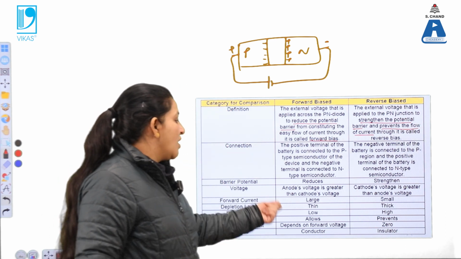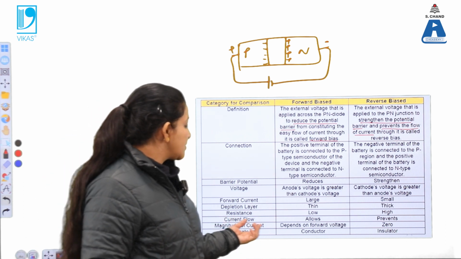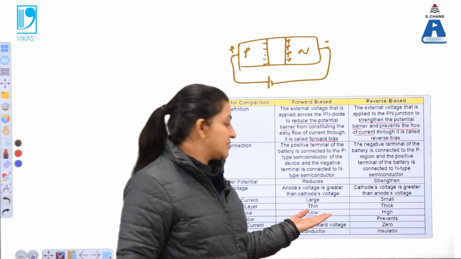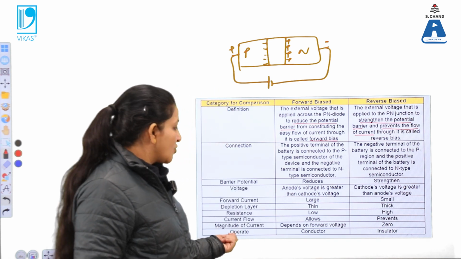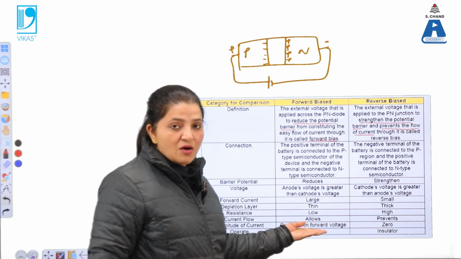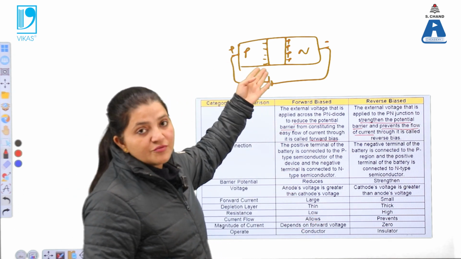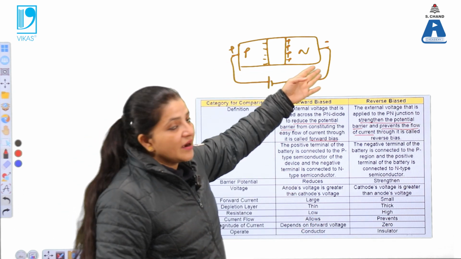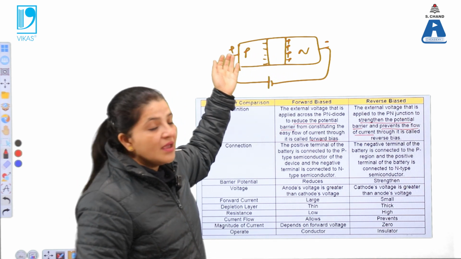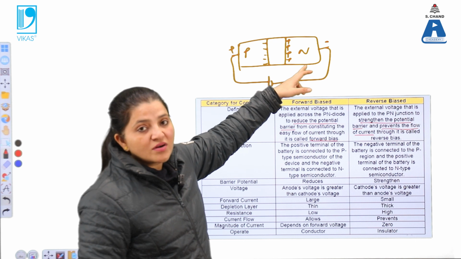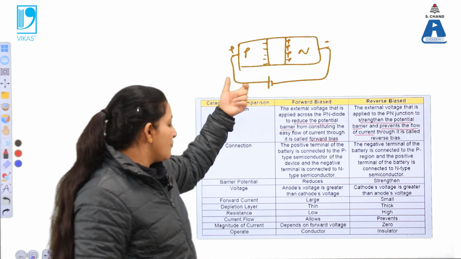The resistance: automatically, the more the current, the smaller the resistance. So resistance will be low in the case of forward biasing, while it is high in the case of reverse biasing. And current flow is allowed in the case of forward biasing, because with positive applied to the P terminal and negative to the N terminal, the electrons will be attracted toward the P and holes will be attracted toward the N. So charge carriers can easily flow in the case of forward biasing.